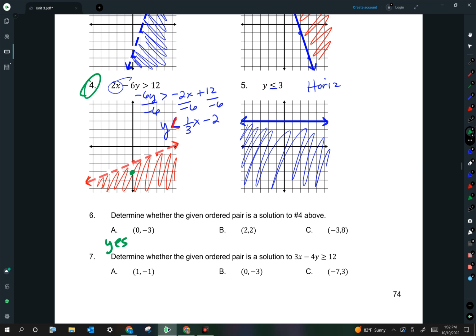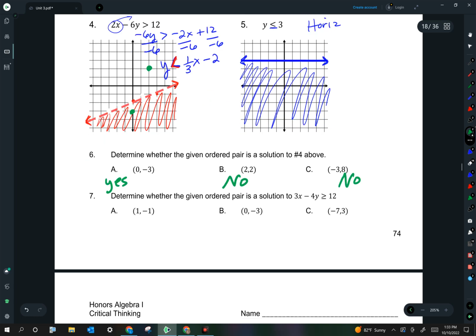We're still looking at number 4, letter B. What about the point (2, 2)? Well, the point (2, 2) is up here. All right, that is not in the shaded region. So that means no, it is not a solution. And then the point (-3, 8), even though it's off the graph, I can tell it's way up high, right? (-3, 8), which means it's not in the shaded region. So it's a no.